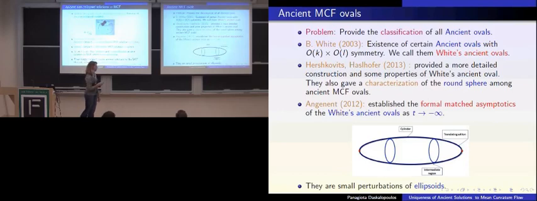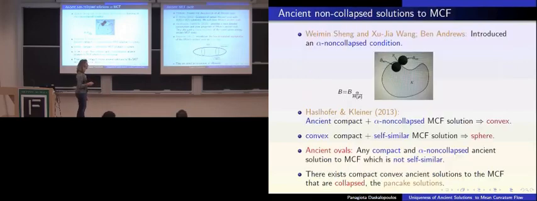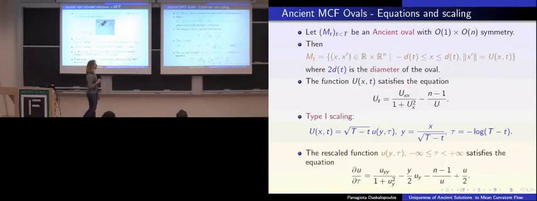Okay, and now in 2012, Angenent provided the formal asymptotics of these ovals, which showed that there are three regions, which we will understand very well in a second. There is the cylindrical region, where you see the cylinder after rescaling. Very close to the tip, at a different scale, you see the ball soliton, the translating soliton. And then you have a pretty long intermediate region where you see an ellipsoid.